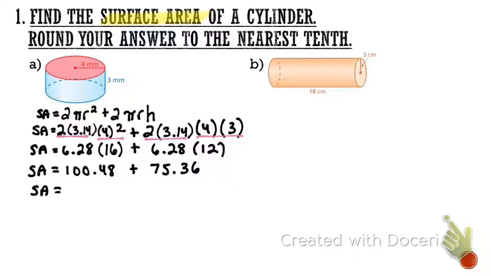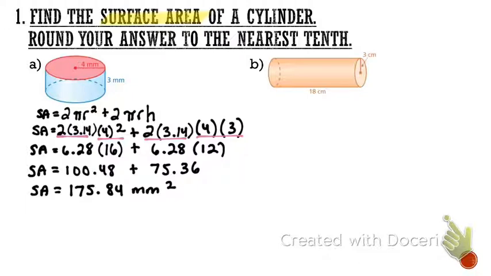Surface area, when we add those together, we're going to get 175.84 millimeters. And we're going to go ahead and square the units because it's asking us to find the surface area. Now always go back to your instructions.